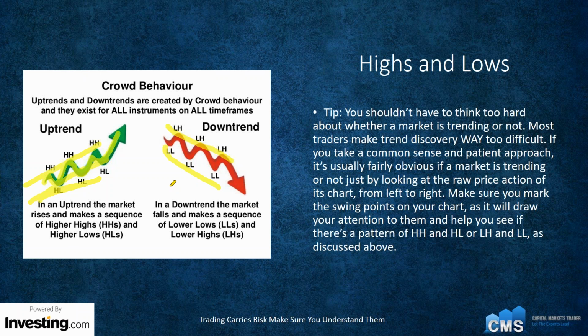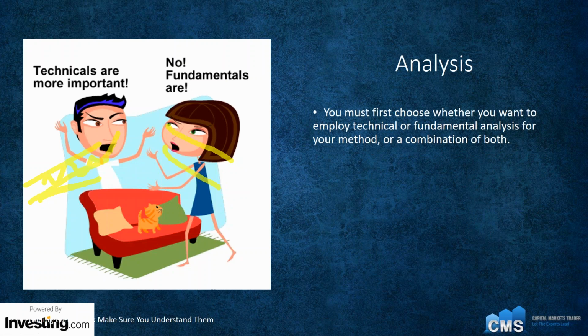So once you've identified a market that is truly moving in an uptrend or a downtrend, now, granted, we would all like to see beautiful, strong uptrends or downtrends because that makes our decisions in life very easy. But they're not all going to be that beautiful. Then we have to start doing some analysis. So you must first choose whether you want to employ technical or fundamental analysis in your method, or a combination of both.